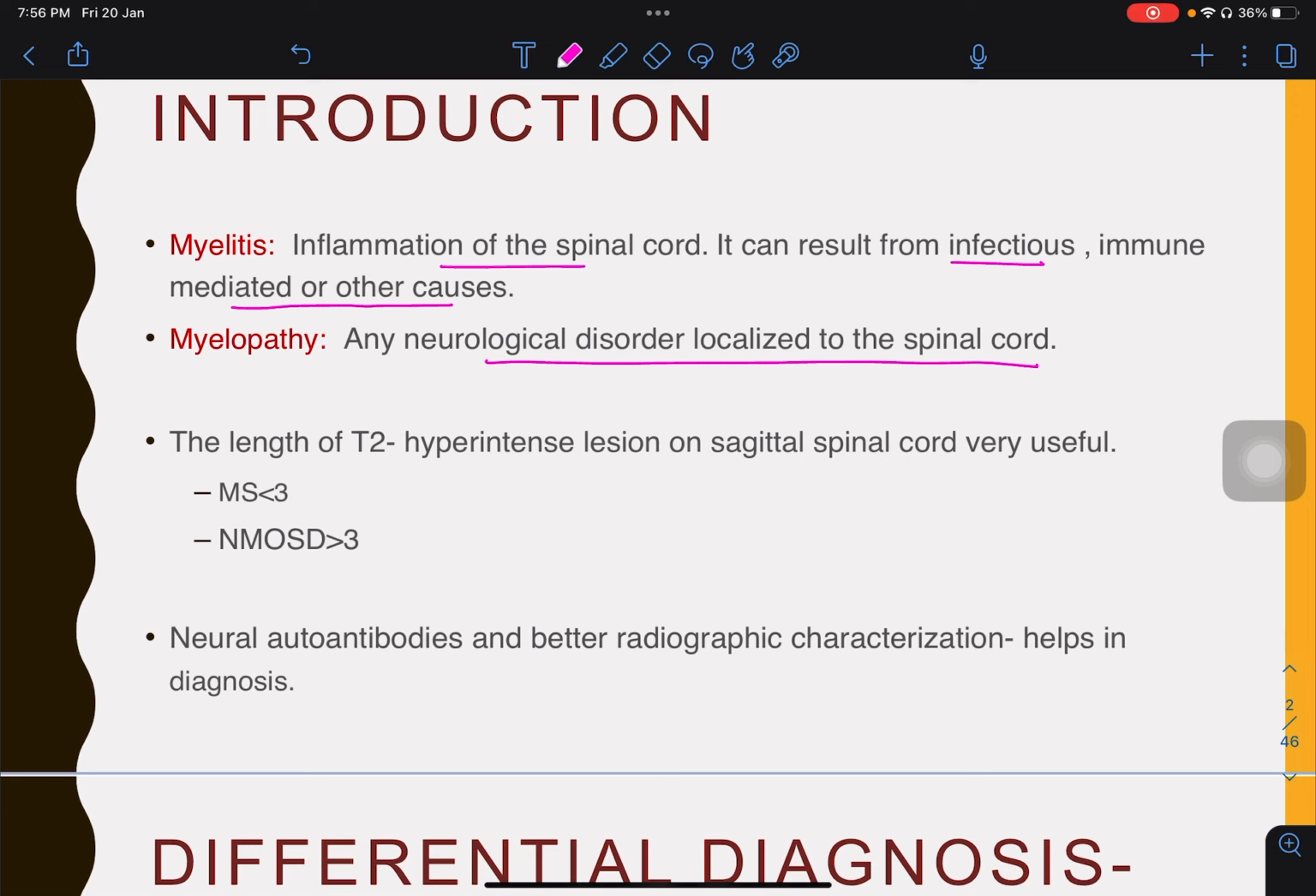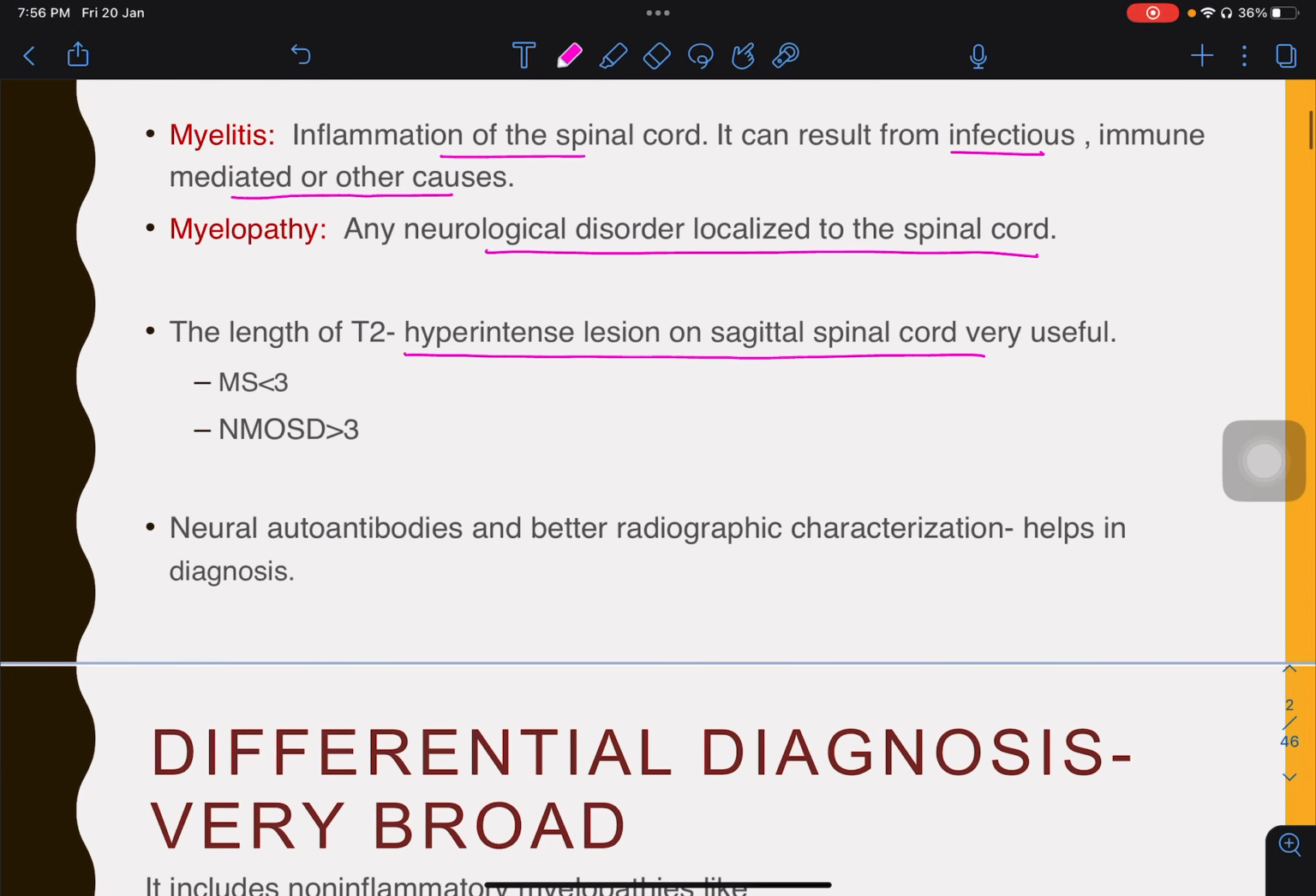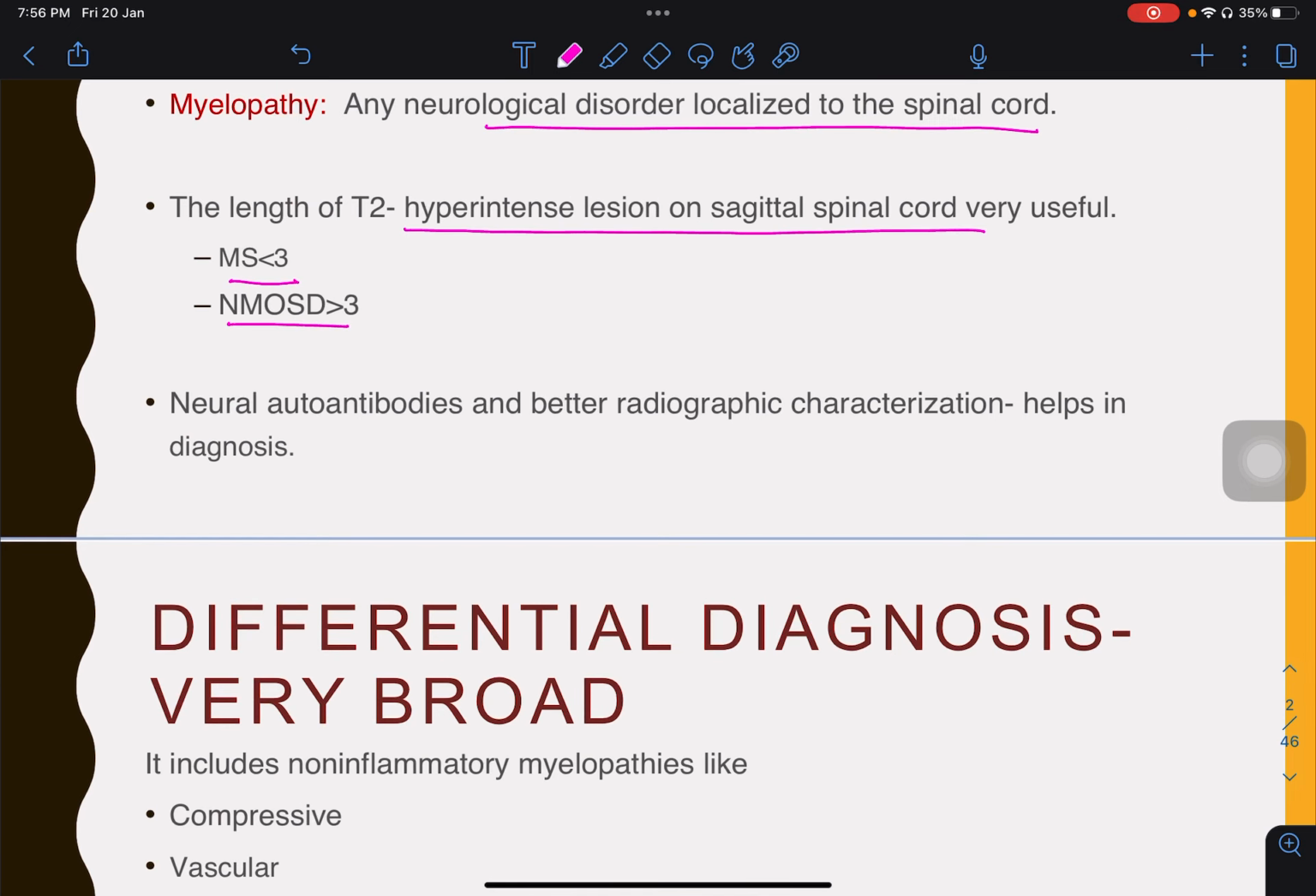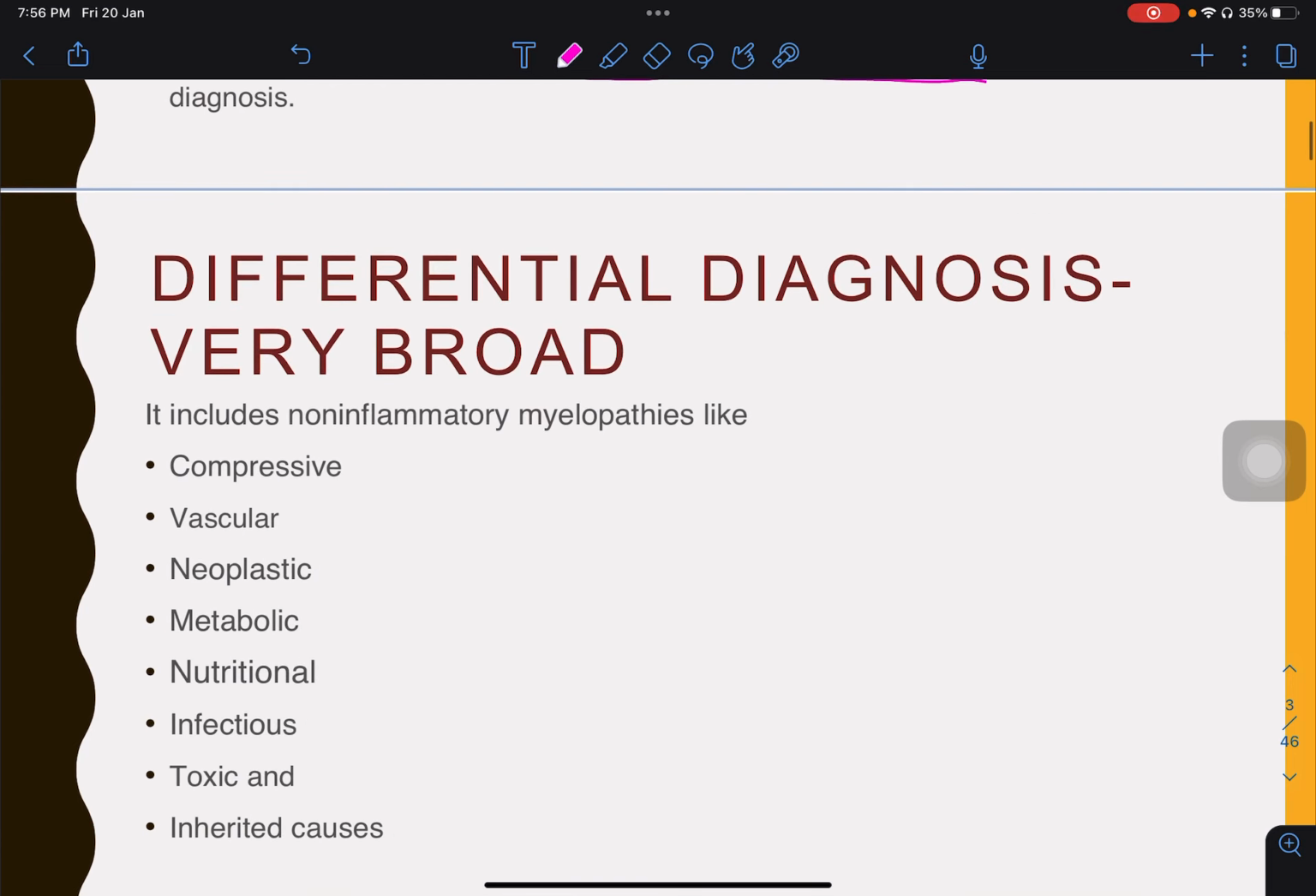Myelitis is the inflammation. The length of the T2 hyperintense lesion on the sagittal spinal cord is very useful, particularly if it is less than 3 segments, then MS, and if more than 3, it is associated with NMO spectrum disorder. Because of neuronal antibodies and better radiographic characterization, it helps in the diagnosis of myelopathy.